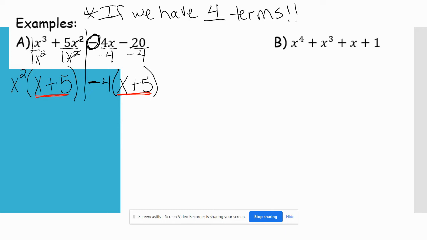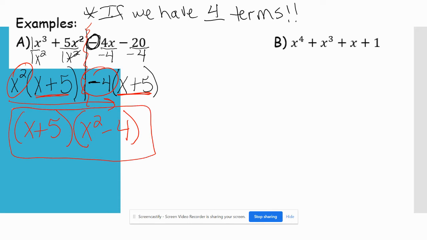We have a new greatest common factor. Both sides of our wall here, this is our wall, have an x plus 5. So x plus 5 is my new greatest common factor. And then our leftovers, that's going in their own separate parentheses, are x squared minus 4. And we write them from left to right, just like we read.